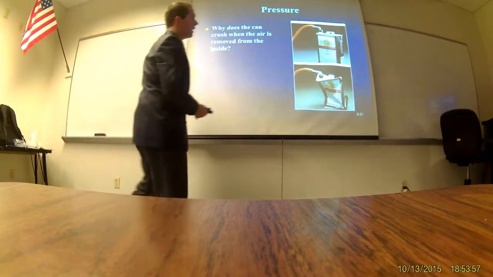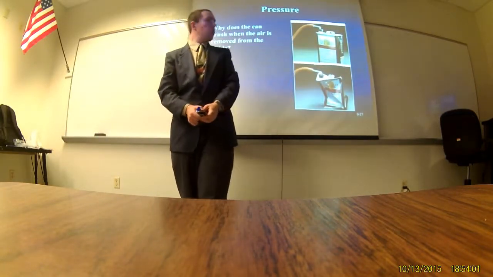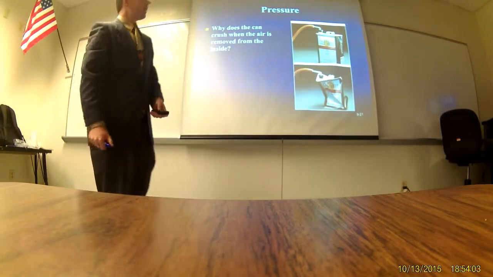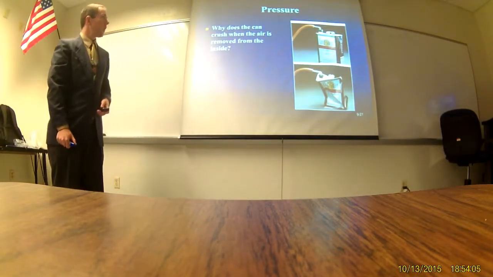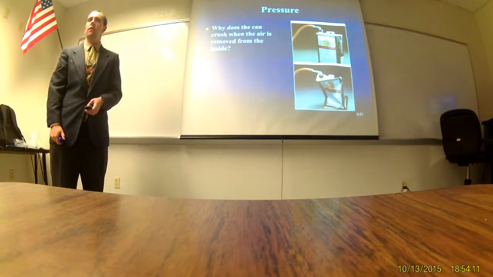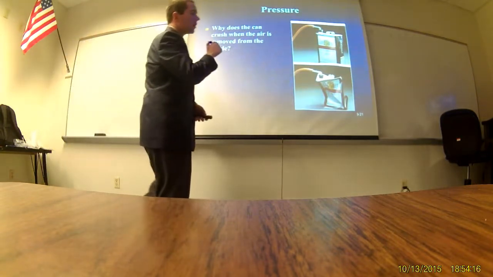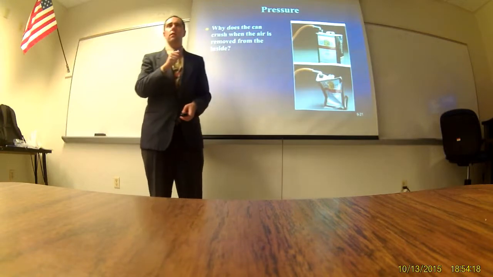So here is a random metal can, looks like from the 40s or something, and they hooked a vacuum up to it. Why did it crush when they hooked the vacuum up to it? It removed the molecules from inside. Why does that make it crush? There's negative pressure on the inside, sucking the outside pressure.